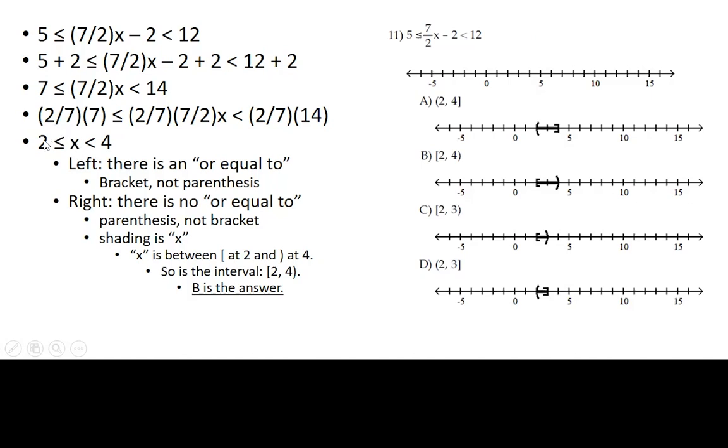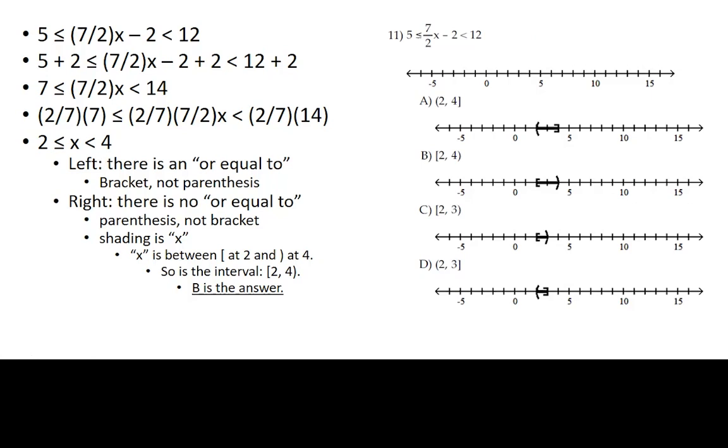2/7 times 7 is 2. 7s cancel. 2/7 times 14 would be 28/7, which is 4. So 2 is less than or equal to x is less than 4, or x is between 2 and 4, including 2, not including 4.